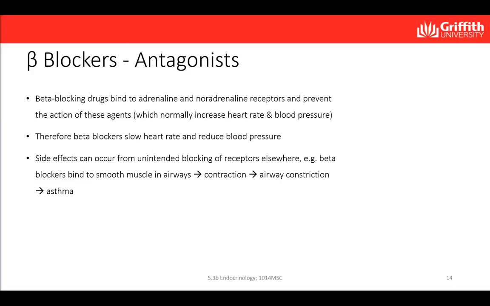Dangerous side effects can occur, however, from the unintended use of beta blockers, which can accidentally block receptors elsewhere. For example, beta blockers binding with the beta receptors in the smooth muscle of the airways can trigger the contraction of the airways, thereby leading to an asthma-like attack.